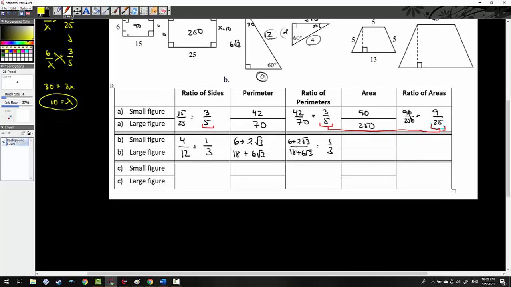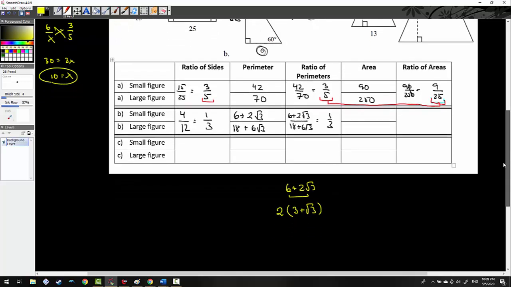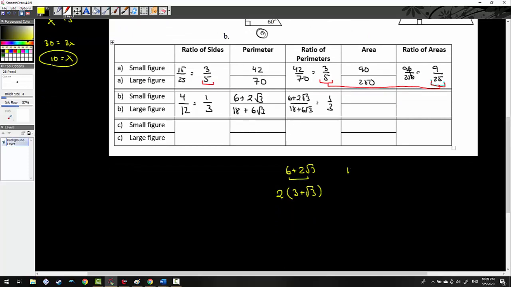I'm going to take a look at 6. I'm going to do this down here. 6 plus 2 root 3. And what I'm going to do is see if they have anything in common. I'm going to factor something out using GCF. We haven't heard that term in a long time. I think a 2 can factor out of there, and that's going to get me 3 plus rad 3. And now I'm going to look at the 18 plus 6 rad 3. So 18 plus 6 rad 3. The GCF here is going to be 6. That gives me 3 plus rad 3.